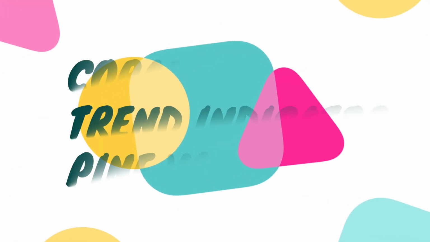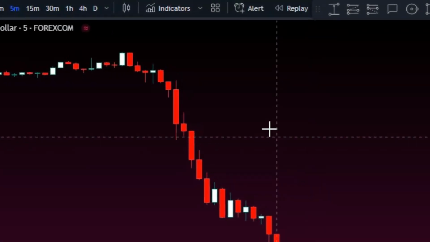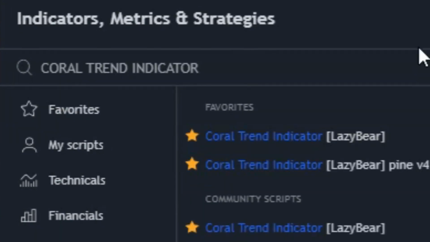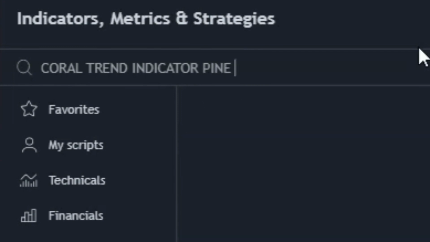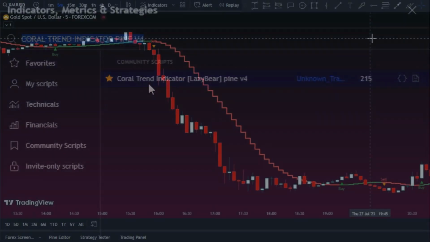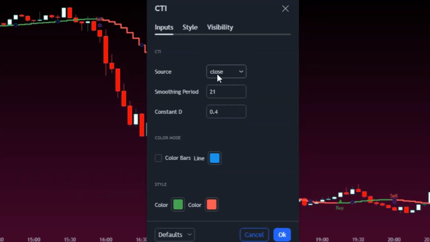So, if you're ready to finally start capturing the big moves that have been passing you by, let's add the first indicator named Coral Trend Indicator Pine V4. The indicator will give us signals, but before using it in the strategy, we should adjust the settings to improve the results. So go back to the indicator settings and under inputs, set the constant D to 0.